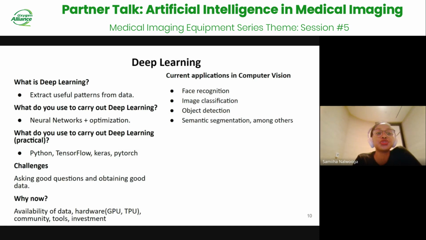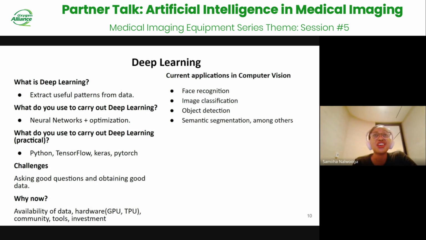So what do you use to carry out deep learning practically? That's where we look into things like Python. I know you've had Python programming, some of you have heard of it. Then we look at different frameworks like TensorFlow and Keras, as well as PyTorch. We then have CUDA recently. These are libraries that give us access to these algorithms. They actually abstract all the complexities of you having to code the algorithm from scratch. So that is what those do.